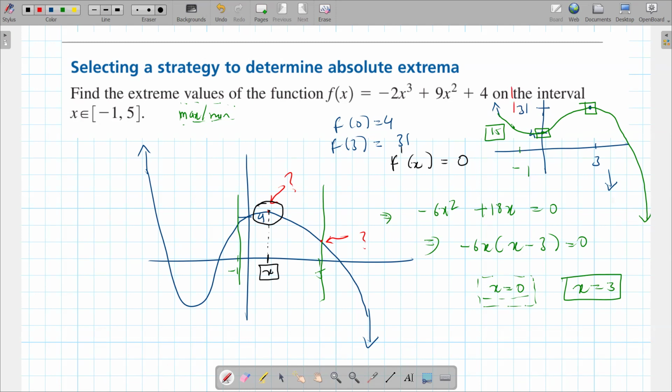We're only interested between -1, and I guess I could find the y values here. I'm going to need a calculator for 4 and 5. -2 times 64 plus 9 times 16 plus 4. At 4, the y value is 20. Remember, over here it's 31. And at 5, the y value is negative something. At 5, the y value is -21.